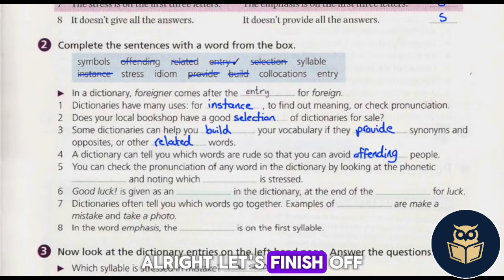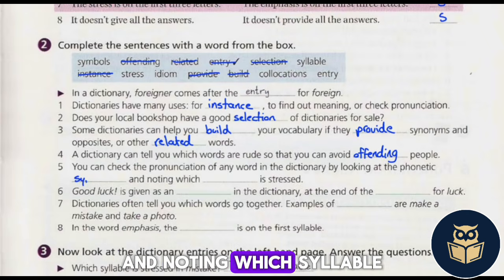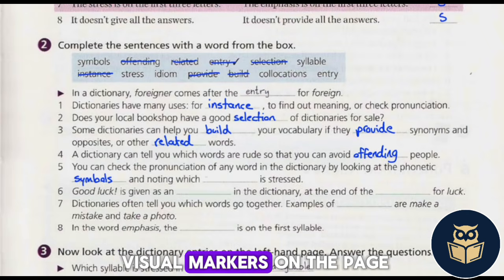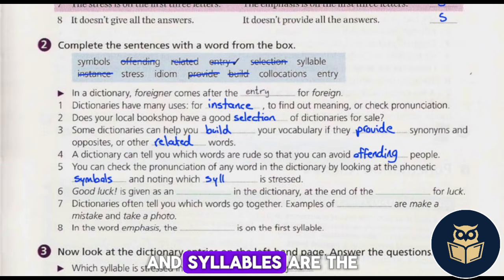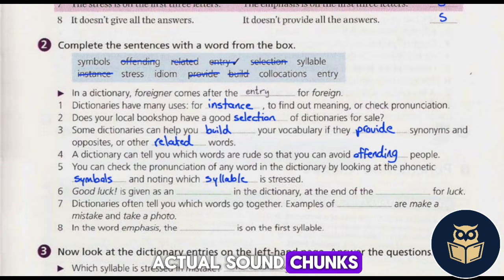All right, let's finish off exercise 2. Number 5, looking at the phonetic symbols and noting which syllable is stressed. Remember, symbols are the visual markers on the page, and syllables are the actual sound chunks. Number 6, good luck is given as an idiom in the dictionary.